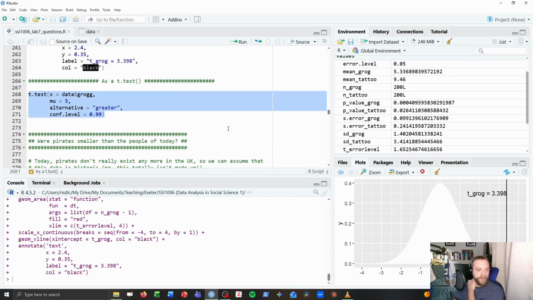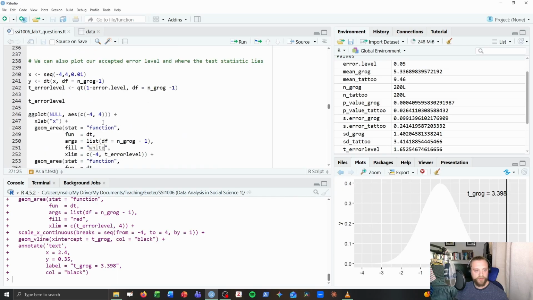Now, as a t-test then, there's only 2 things we need to change. We've got a new variable here and a new mean. So our mean of 5 for our recommended consumption. The data we're looking at is the variable grog. And we're interested in whether it's greater than that figure of 5. So this alternative that was set to two-sided before, here we've just set to greater.